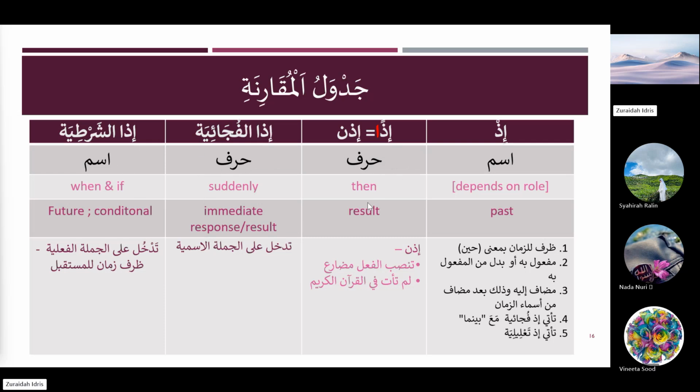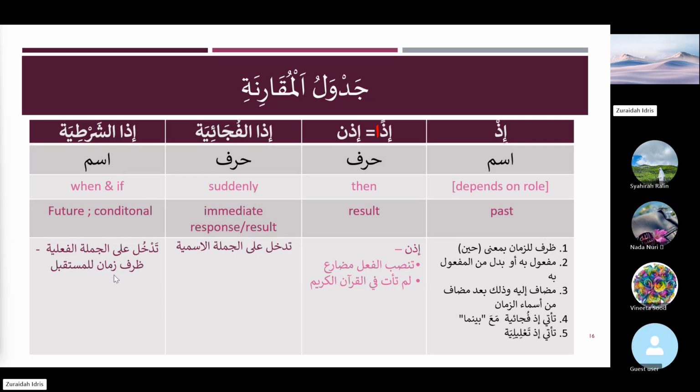Yes, Izan, we saw this. We said that if it's written with a nun, then it is a nasiba. It is a harf that makes a mudari' mansub. Then we talked about Iza Fujaiyah, which is another harf. This one doesn't occur at the beginning of a sentence, isn't conditional, and is usually in the middle of something. The translation would be suddenly. And of course, we know Iza Shartiyah. This is an isim and it is used in a conditional sentence, usually jumla fi'liyah.